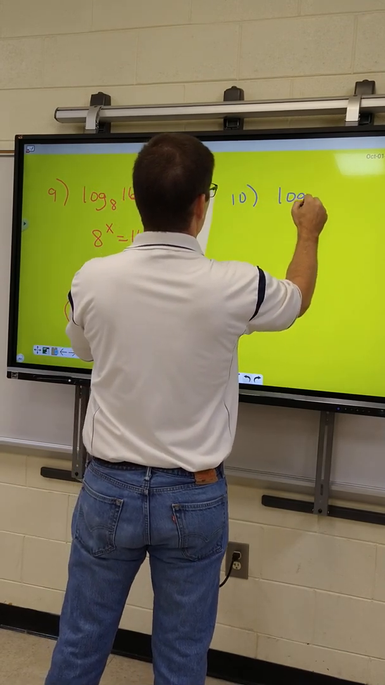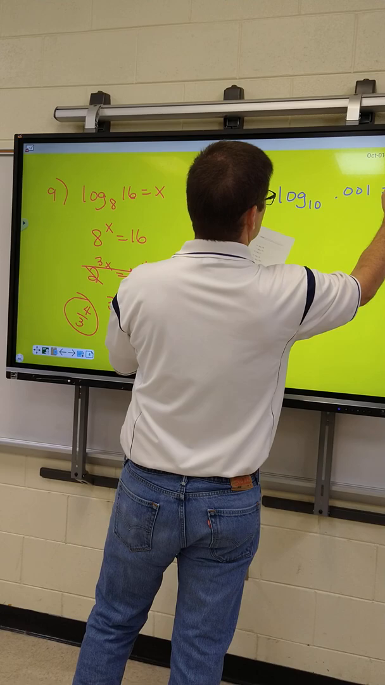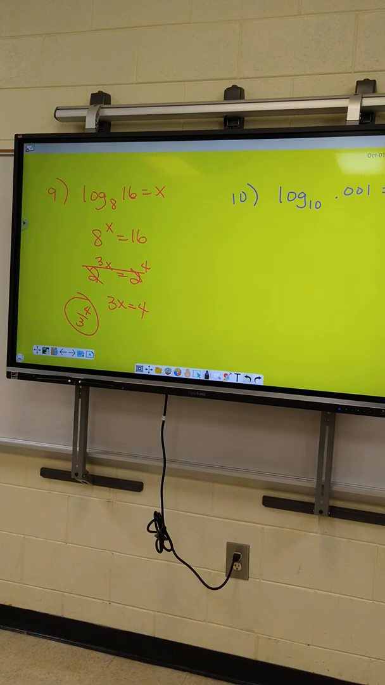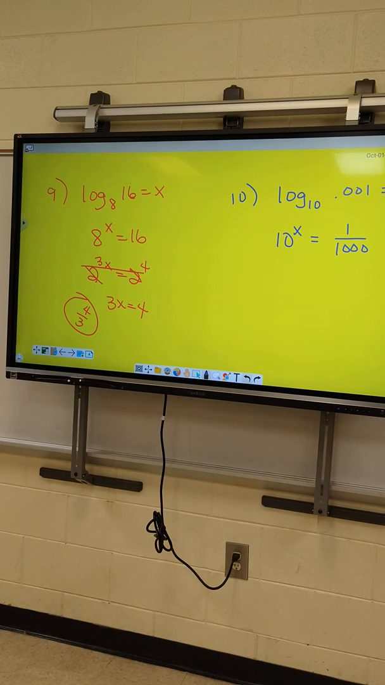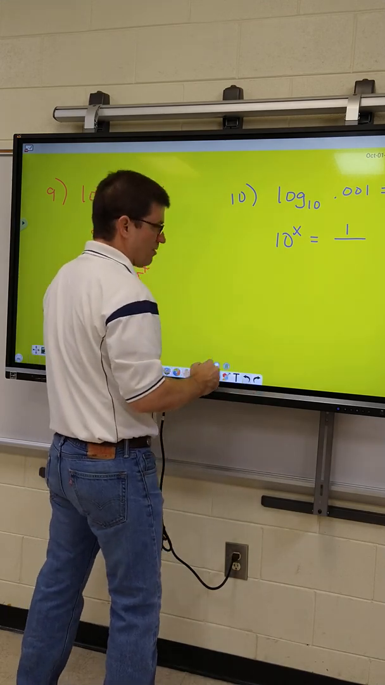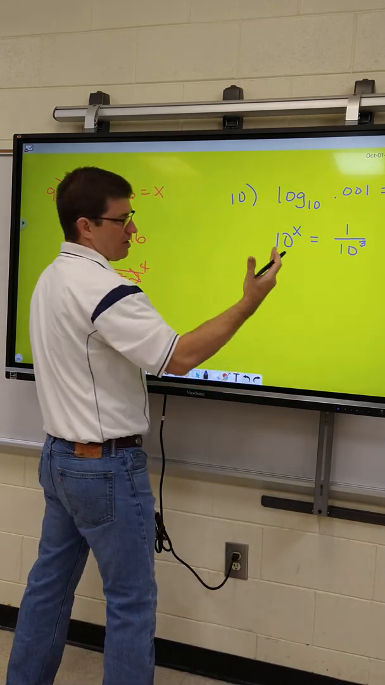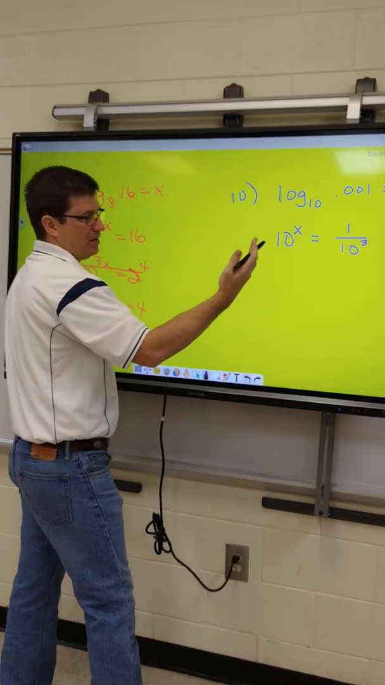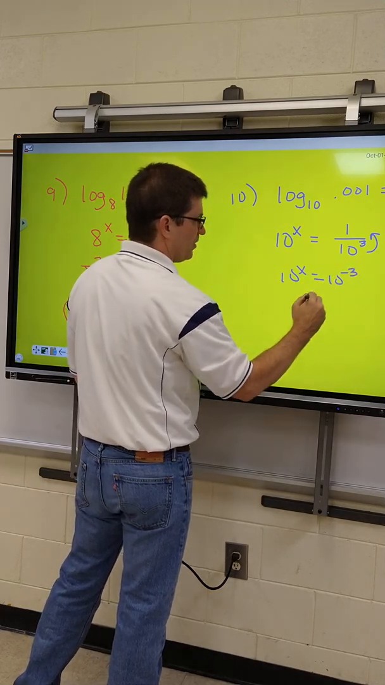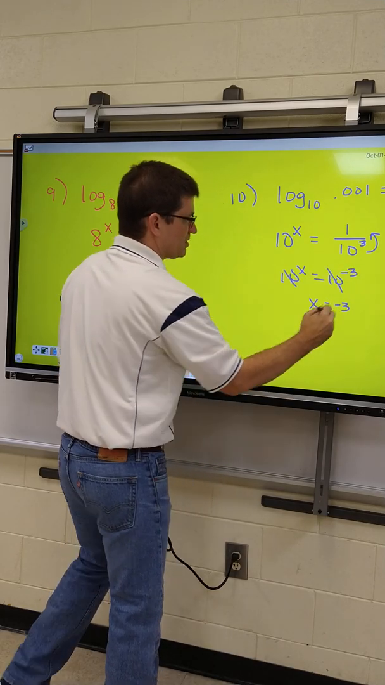Number 10, I've got log base 10 of 0.001 equals x. First step, y'all got to change 0.001 into a fraction. Everybody use your calculator. All right, what does 1,000 change into? 10 to the 3rd. All right, so I replace that with 10 to the 3rd. And now from here, y'all should see once I've got them the same base, it's going to work out. I've got to move this up to the top. That makes it 10 to the -3. So my answer is x equals -3 as I mark out the 10.